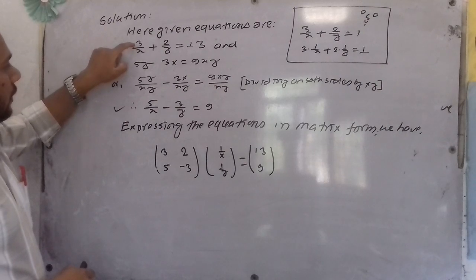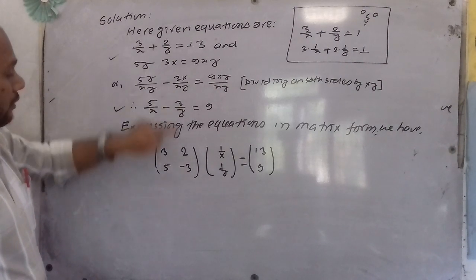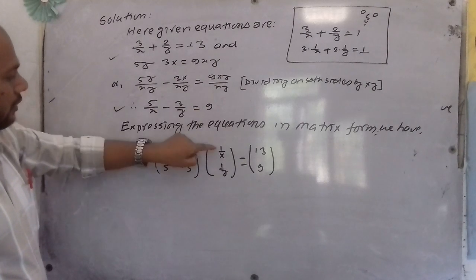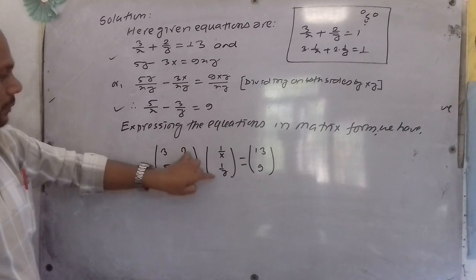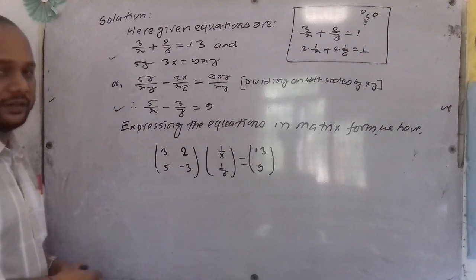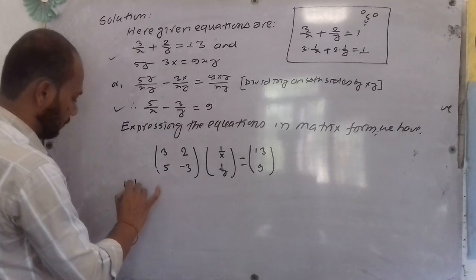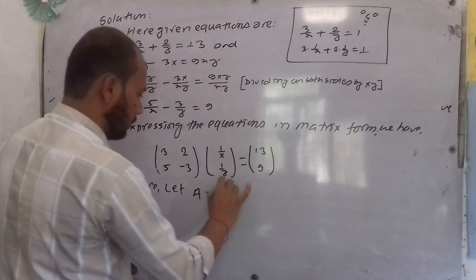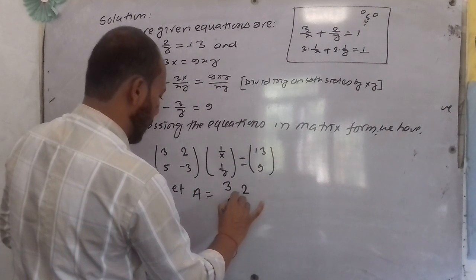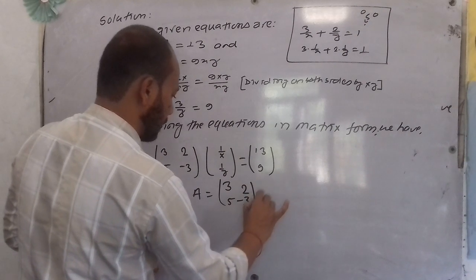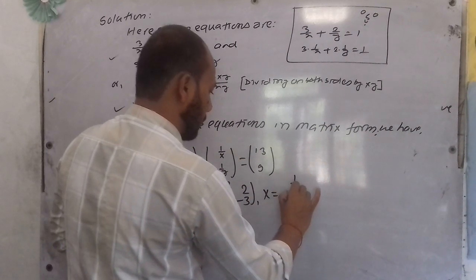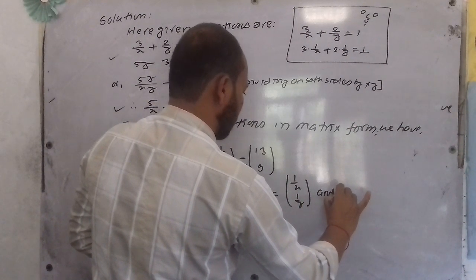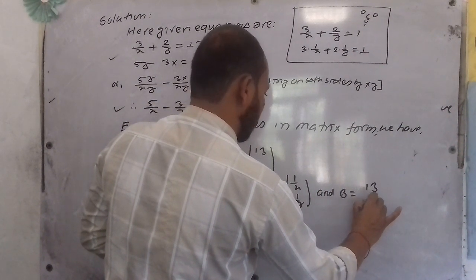Here the coefficient of 1/x is 3, the coefficient of 1/y is 2, the coefficient of 1/x is 5, here -3, and here in the place of x we have 1/x, 1/y, and on the right there is 13 and 9. And let A be equal to [3, 2; 5, -3], X be equal to [1/x; 1/y], and B be equal to [13; 9].